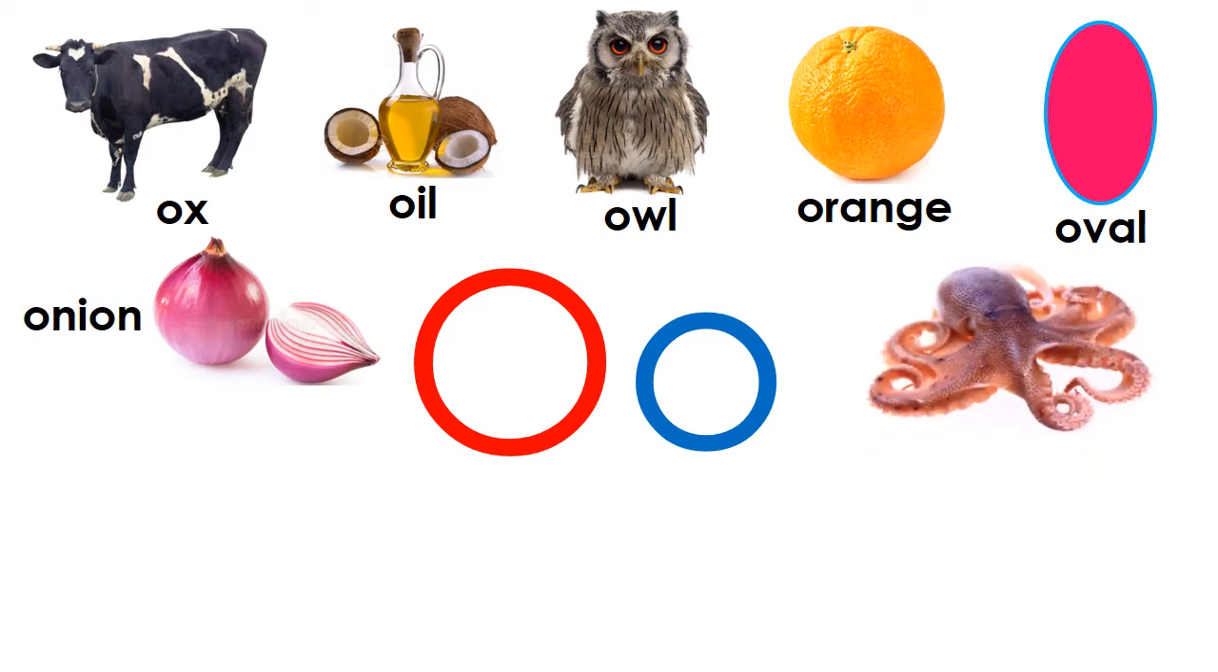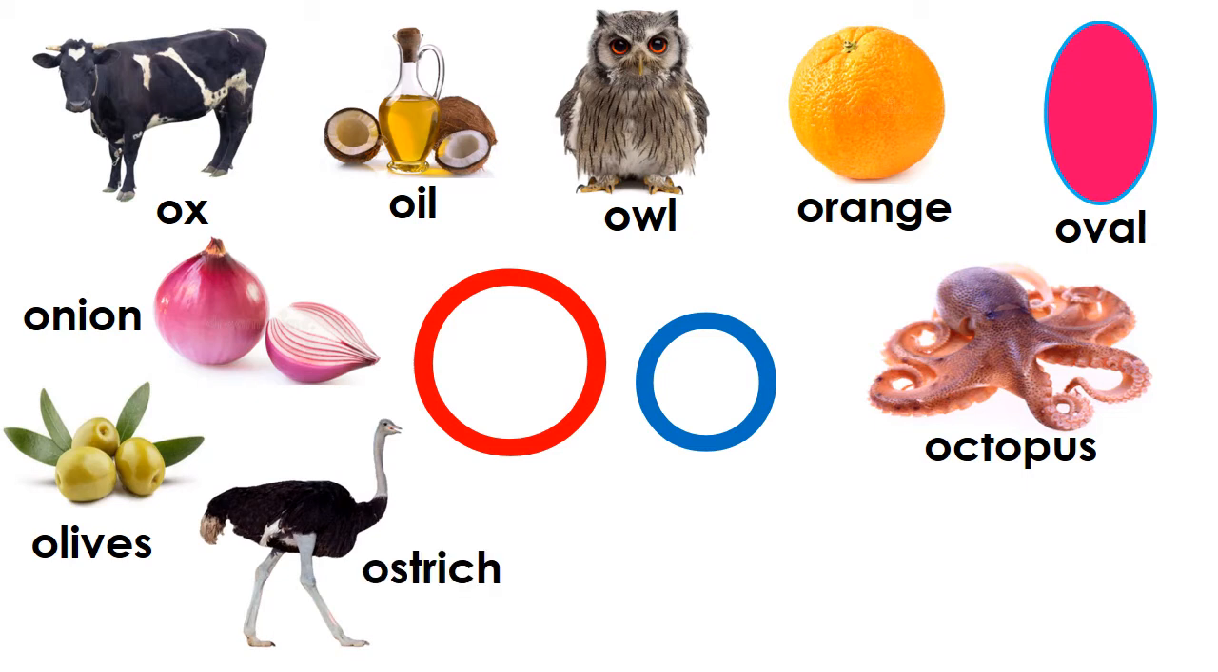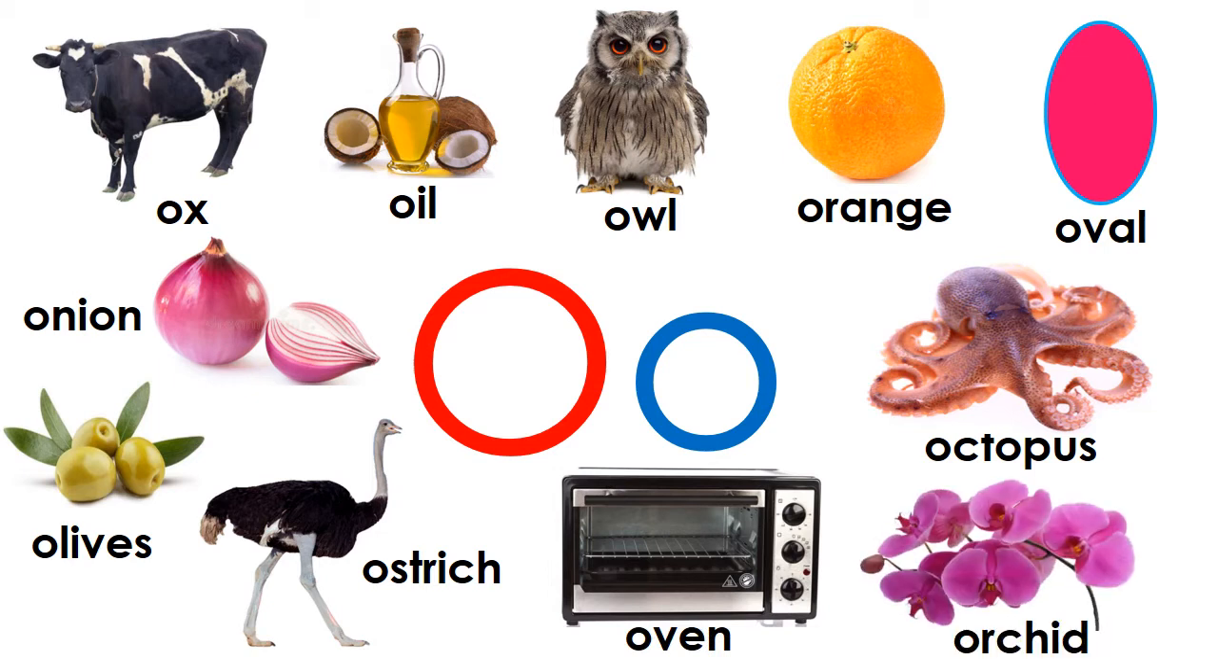O for octopus. O for olives. O for ostrich. O for oven. O for orchid. Alright, let's repeat. Ox, oil, owl, orange, oval, onion, octopus, olives, ostrich, oven, orchid.